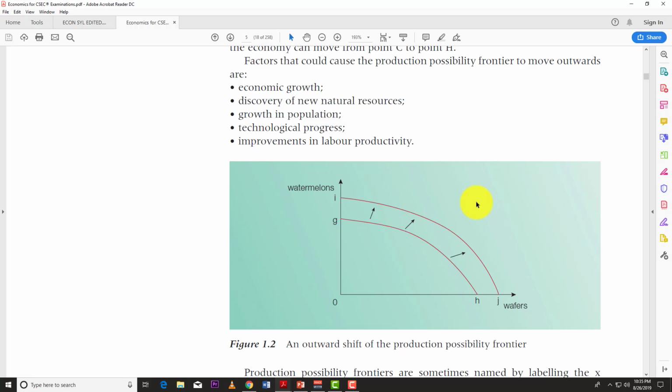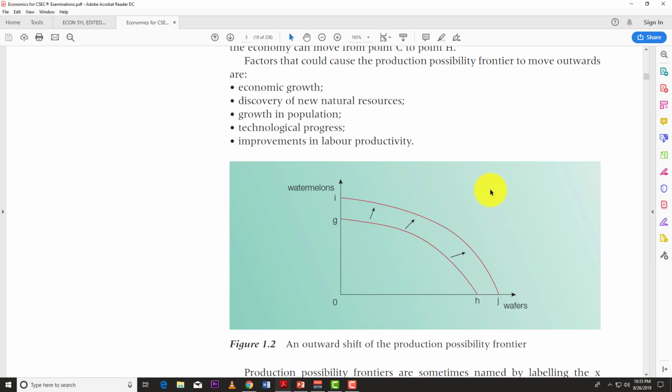And of course, improvements in labor productivity. Now, labor means the human resource, the people in the economy. So what this is saying is that if the people in a country or economy become smarter, brighter, with more university grads, more technical, more skilled people in the workforce, then production would increase. So the production possibility curve would shift outwards.